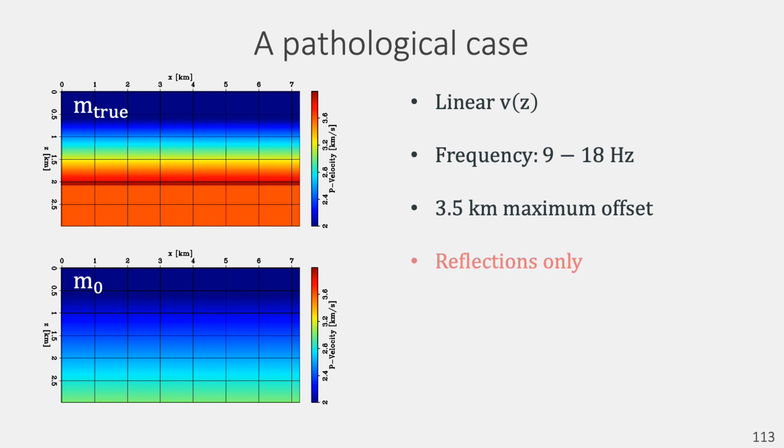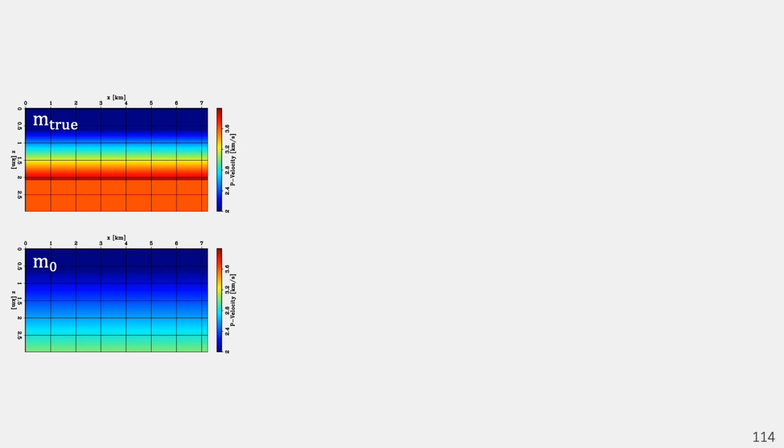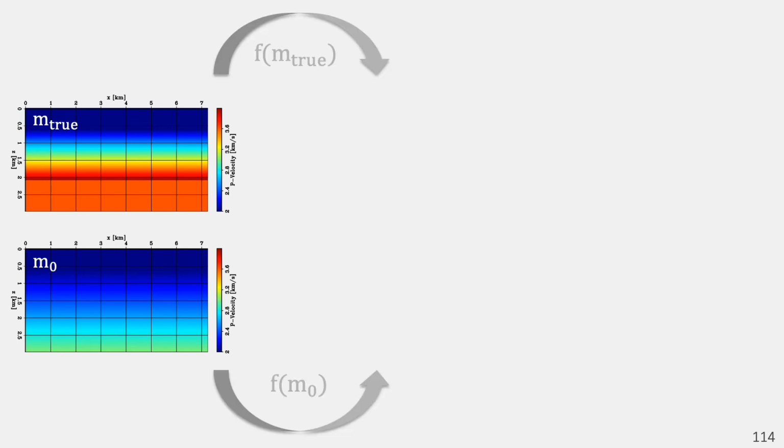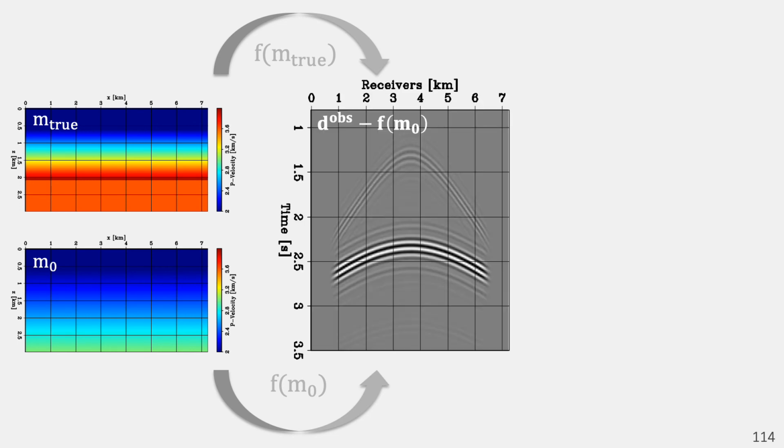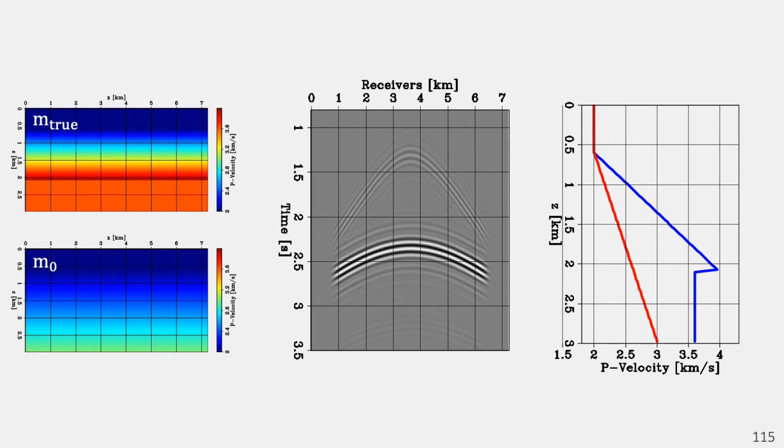In a similar fashion as we did for the previous examples, we're going to go through the first step of FWME. We compute the initial data difference, d observed, or f of m true, minus f of m0. Remember, for this example, we are only interested in working with reflections, so we muted the signal at larger offsets. In the middle panel, we can see two reflection events in the initial data difference. The earlier one, shown by the pink arrows, comes from the fact that the initial model has an incorrect velocity gradient. The later one, shown by the green arrows, is due to the absence of the interface in the initial model.